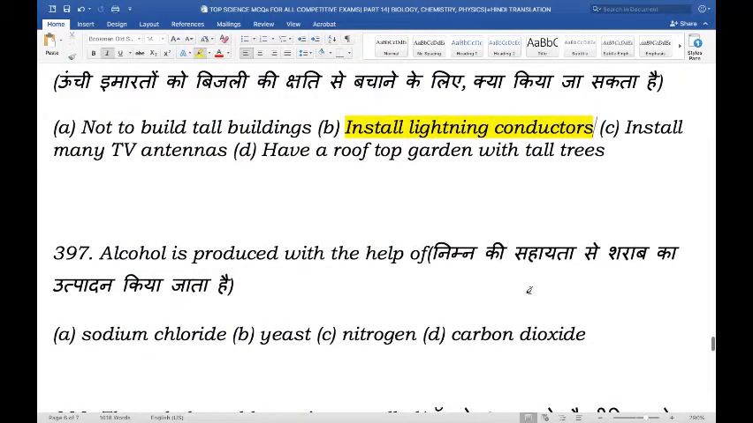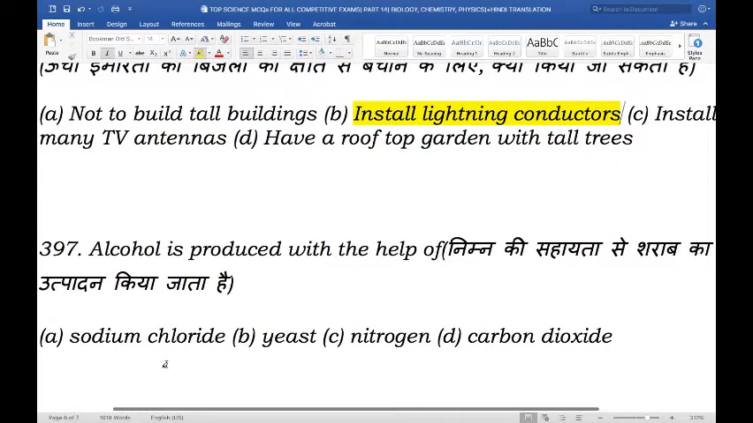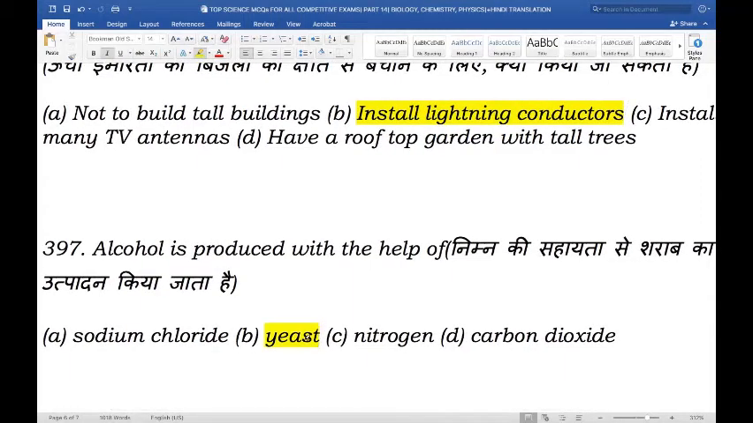Next question. Alcohol is produced with the help of. So how is alcohol produced? Is it produced with sodium chloride, yeast, nitrogen, or carbon dioxide? And the right answer would be yeast. So the type of alcohol present in alcoholic drinks consumed by humans is a chemical called ethanol. So to make alcohol, you need to put grains, fruits, or vegetables through a process called fermentation. So the fermentation process is where yeast or bacteria reacts with sugars in fruits, thereby the products are ethanol and carbon dioxide.